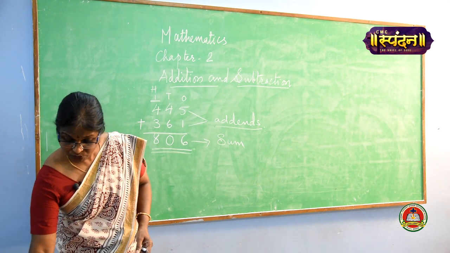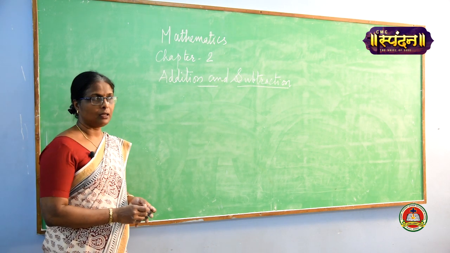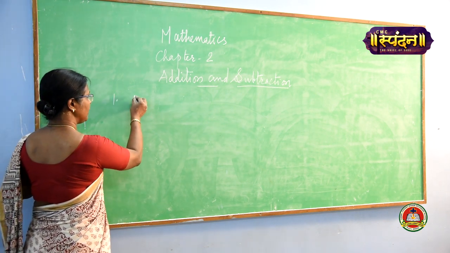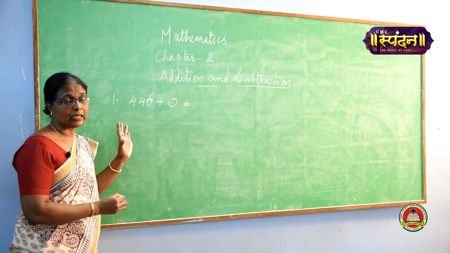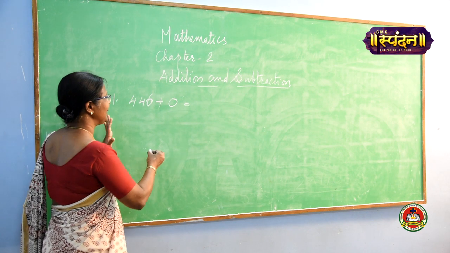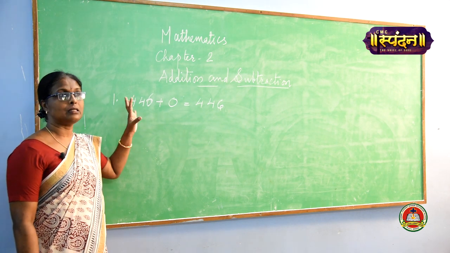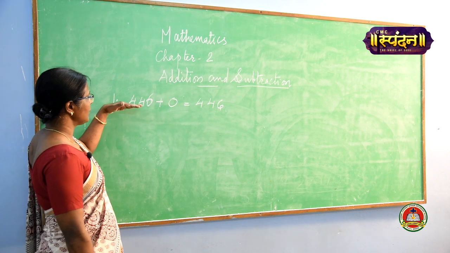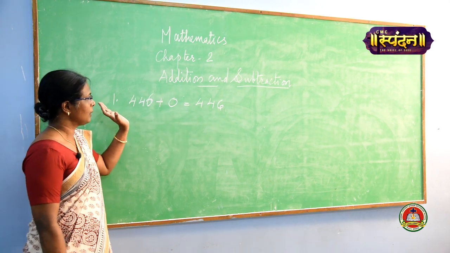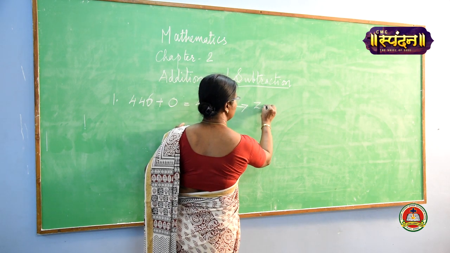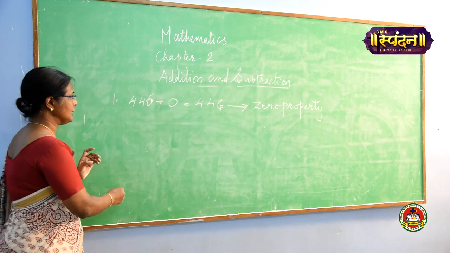Now let's see some of the facts of addition and subtraction, some of the properties. Here the first property, or the first fact, is: if we are adding a number, 456 plus 0, if you are adding any number to 0, or 0 is added to any number, you get the number itself, that is 456. So this property is also called zero property. So the first property is, if you are adding 0 to any number, you get the same number. This property is also called zero property of addition.